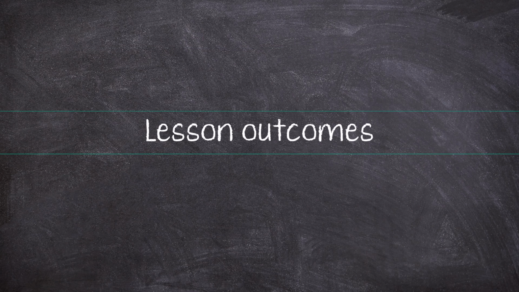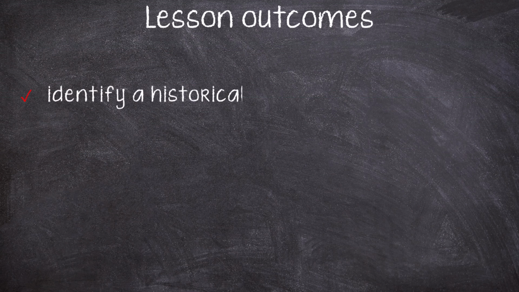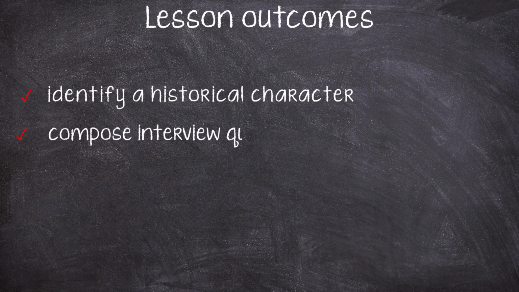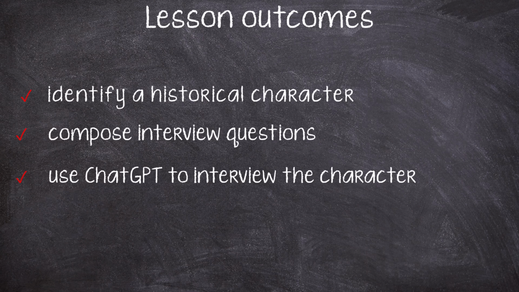By the end of the lesson, your students will be able to identify a historical character known for one or more engaging ideas, compose 10 to 15 interview questions, that's part of the independent research, use ChatGPT to dramatize a character interview, and finally, write a 1 to 2 page report.